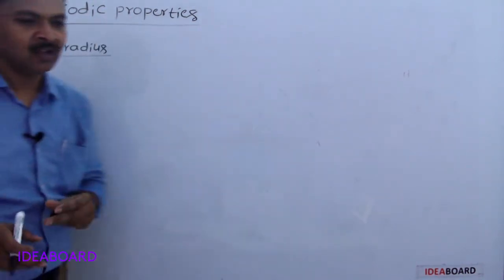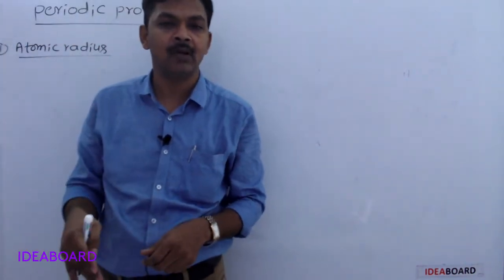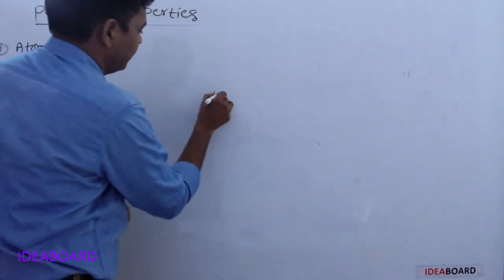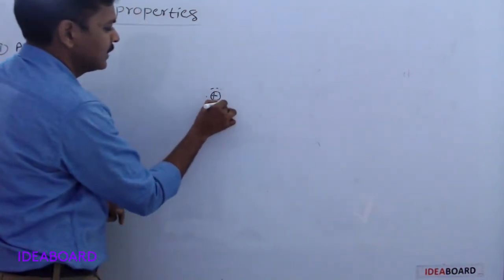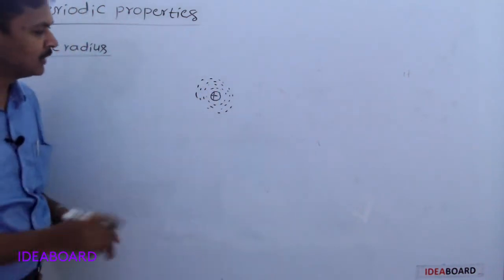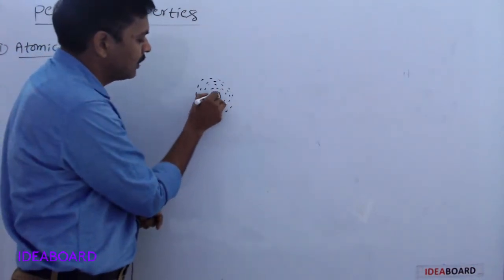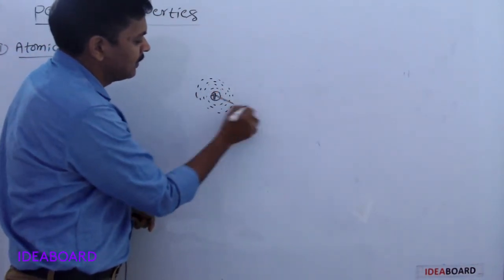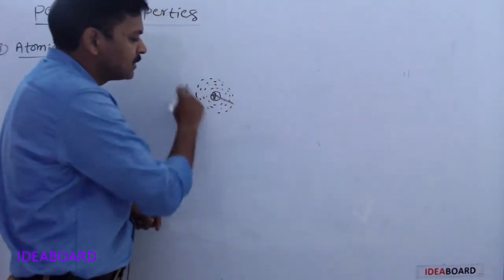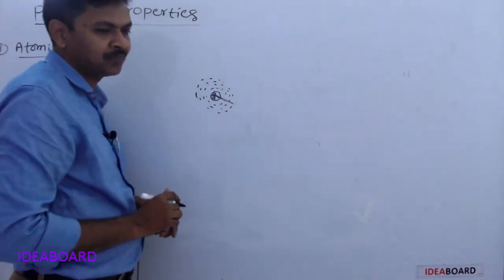Atomic radius means the distance between the center of the nucleus and electron cloud of valence orbit is called atomic radius. If you take one atom, electron density is distributed like this. See, this electron cloud is distributed up to the infinite distance. So it is difficult to measure this distance.